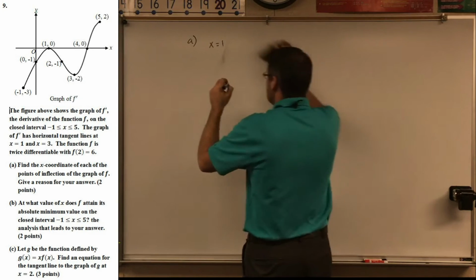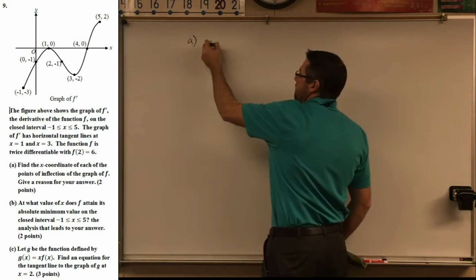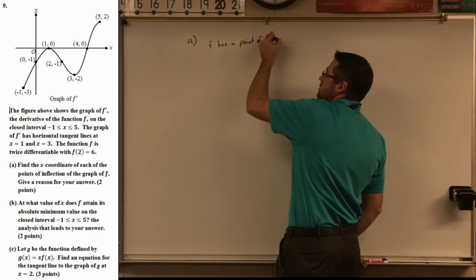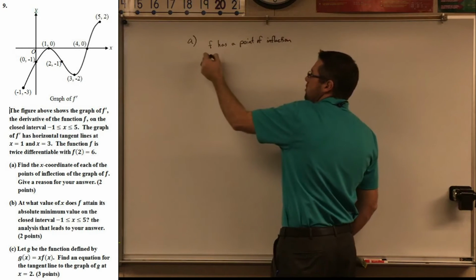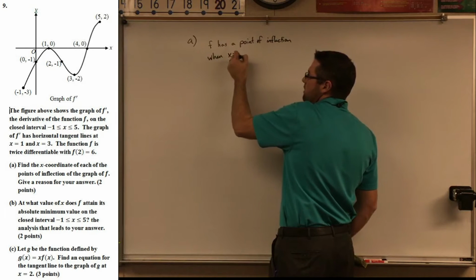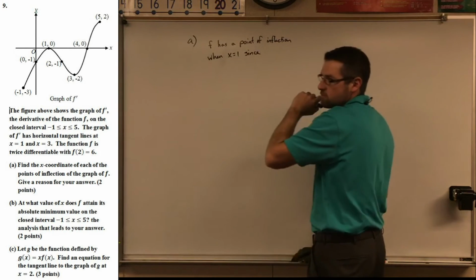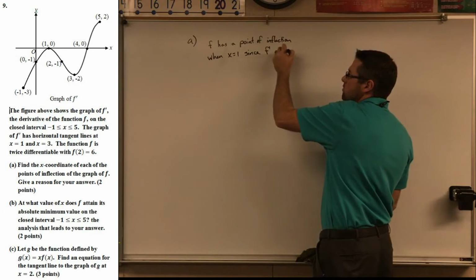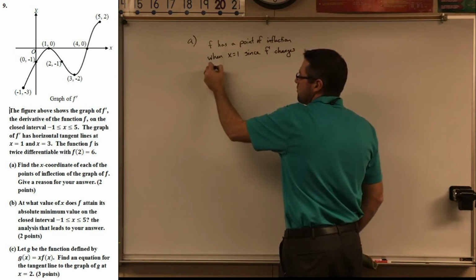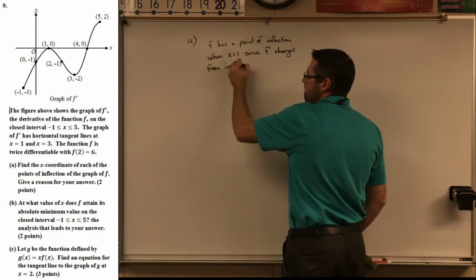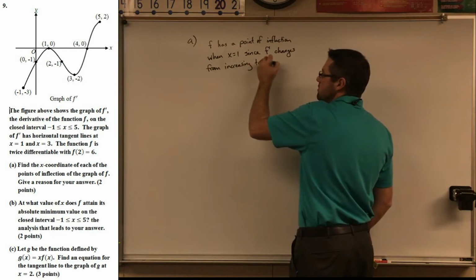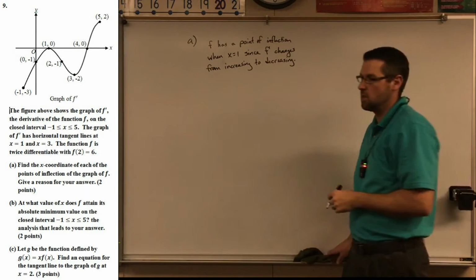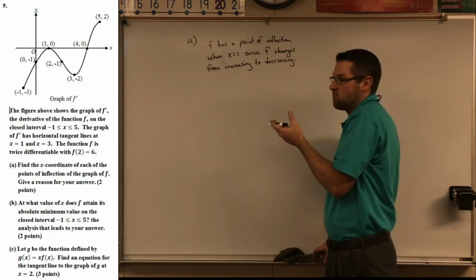I'm going to do this, though. How do I write this? f has a point of inflection when x equals 1, since f prime changes from increasing to decreasing. Now, the reason I broke it up is because it's kind of two different justifications. It would be better to break it up than to say, or vice versa.